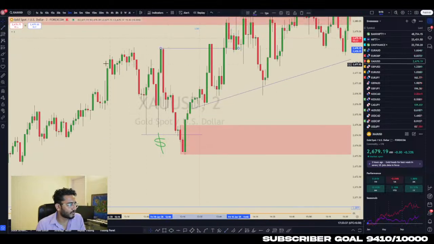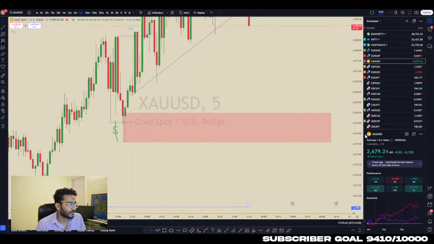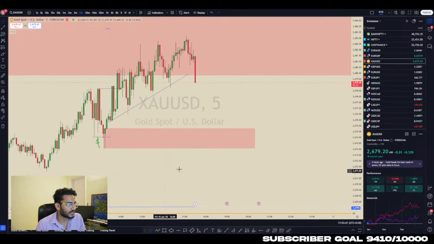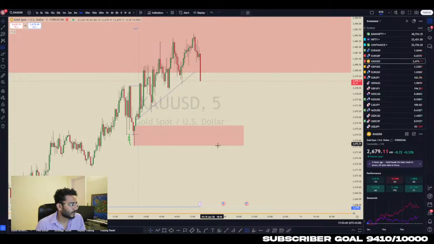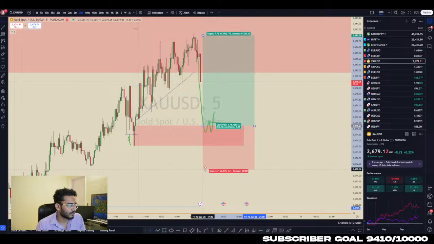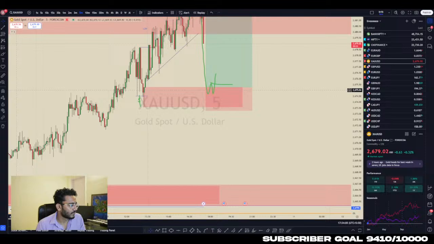So the price broke the structure. We have imbalance also above this order block. If we go to 5 minutes, we can mark this as a 5 minute order block. We want to see some kind of reaction. For example, if price taps this order block, we want to see some reaction, then we can enter over here. Here also there is an order block, which this one is mitigated.